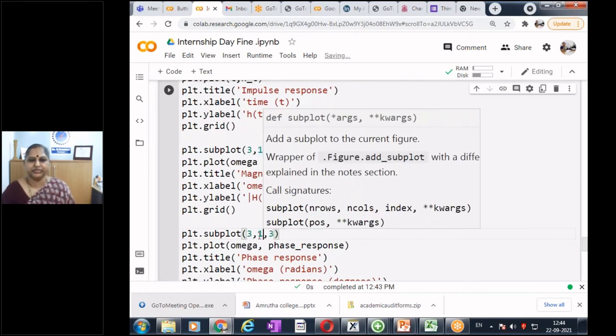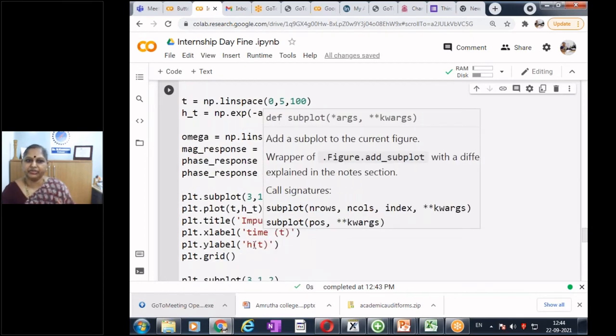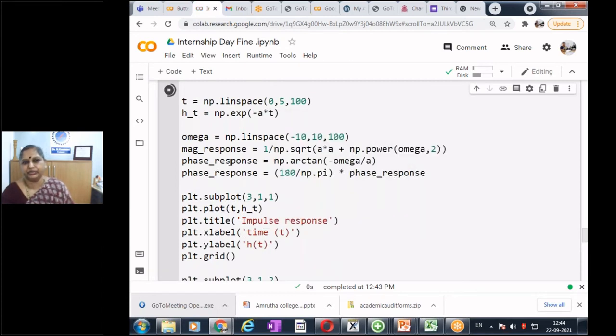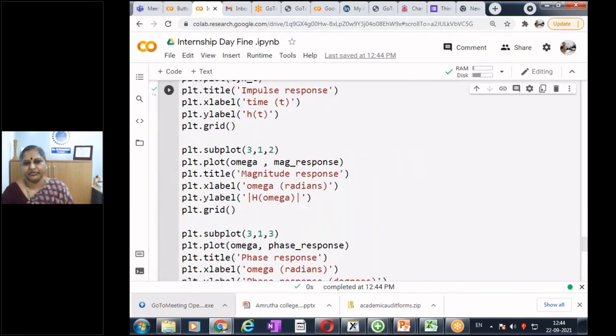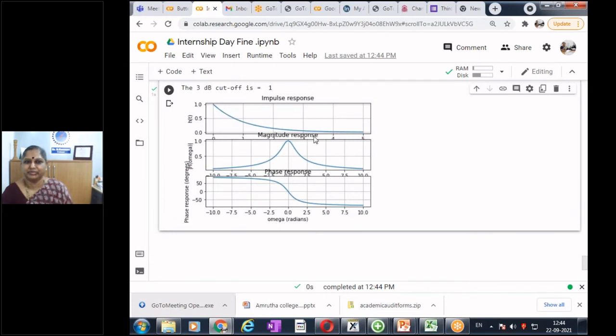Everywhere you put the same number, 3, 1, and now run it. And then what do we have? This is my impulse response. This is my magnitude response. This is my phase response.